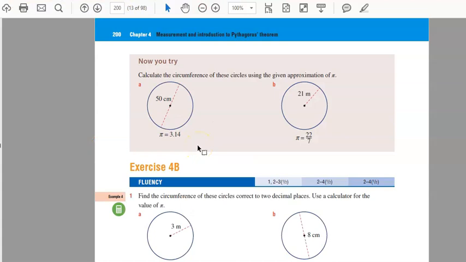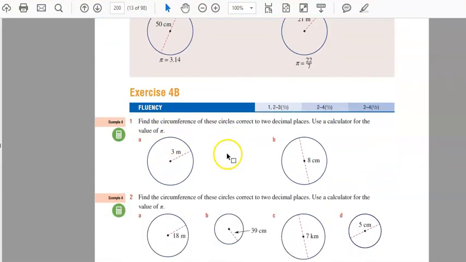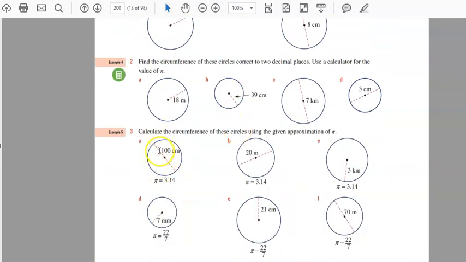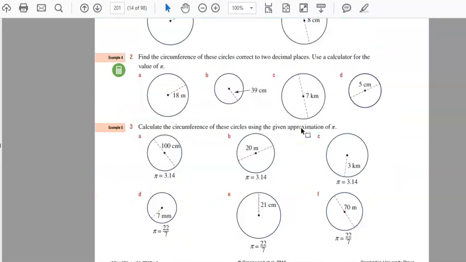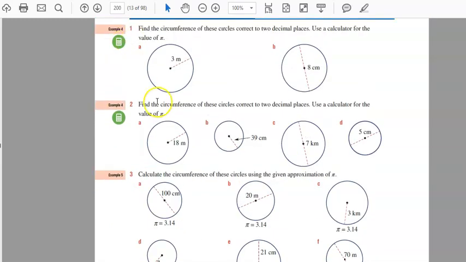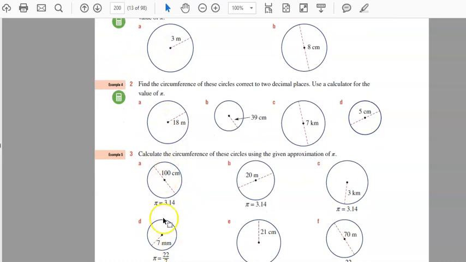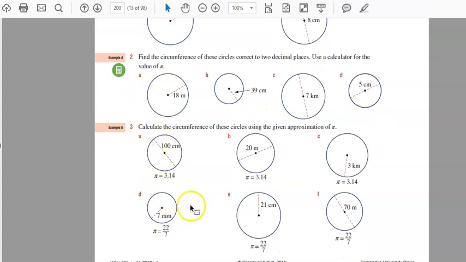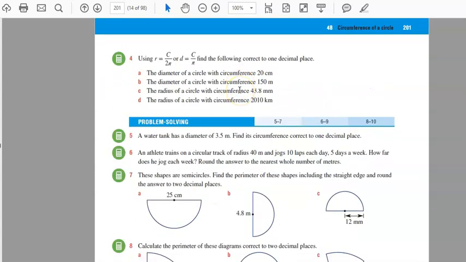So the questions you need to tackle are from exercise 4B, page 200. You're looking at question 1, question 2, and question 3, and they are all left-hand side. With question 2, I want you to do A and B. With question 3, you can just do 3A and 3D. And we're also doing question 5, which is a worded question. So page 200 and page 201. That is it for exercise 4B.